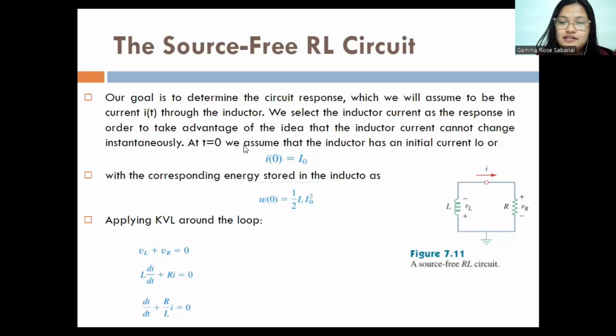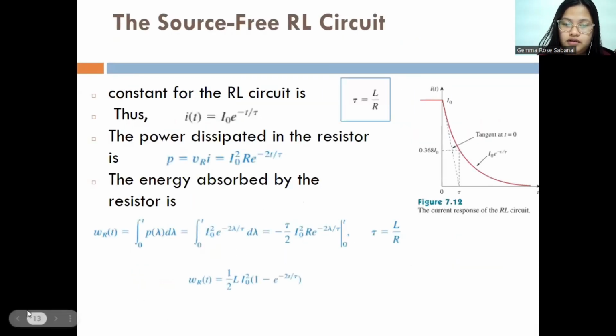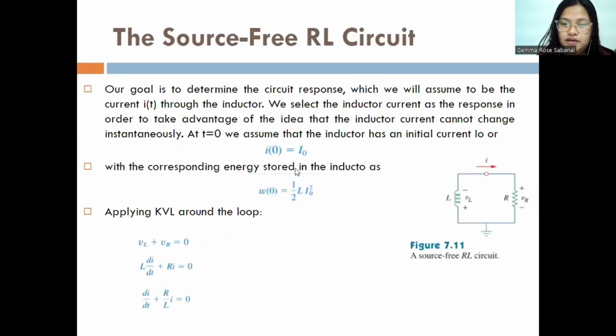At t equal to 0, we assume that the inductor has initial current I0, so i(0) is equal to I0, with the corresponding energy stored in the inductor as w(0) equal to 1/2 L I0 squared. And this figure here is an example of a source-free RL circuit.